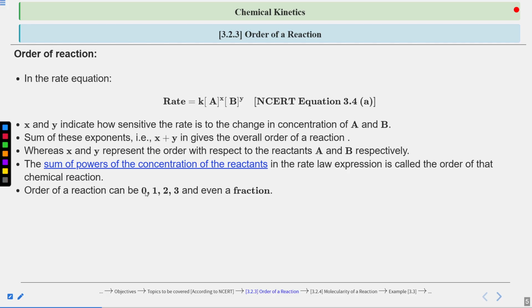The order of a reaction can be 0, because the sum of the exponents can be 0, and it can be 1, 2, 3, and it can even be a fraction. That means order can be a fractional quantity for a chemical reaction.